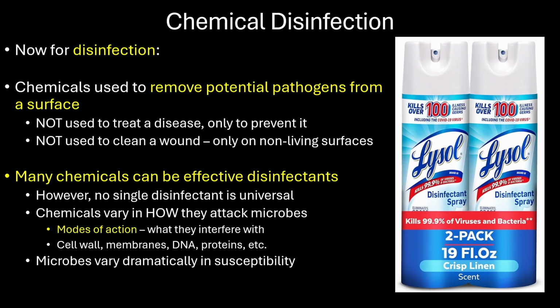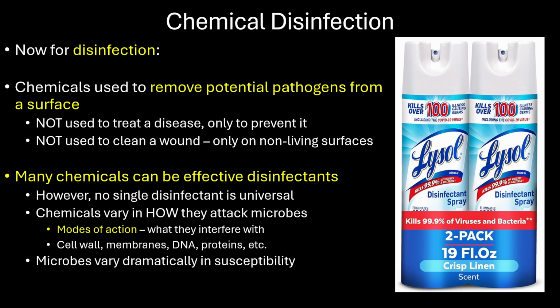Now, for disinfection, we also have different kinds of chemicals that can do disinfection. We call them, of course, disinfectants. And just like with chemical sterilizers, different disinfectants can have different modes of action. Some will attack one part of a cell and some will attack another part of a cell. They might attack things in different ways. Remember that these disinfectants are not sterilizers. These are not the same thing.